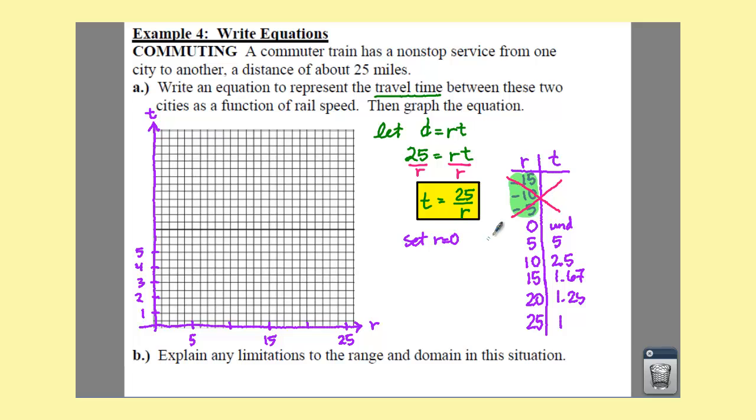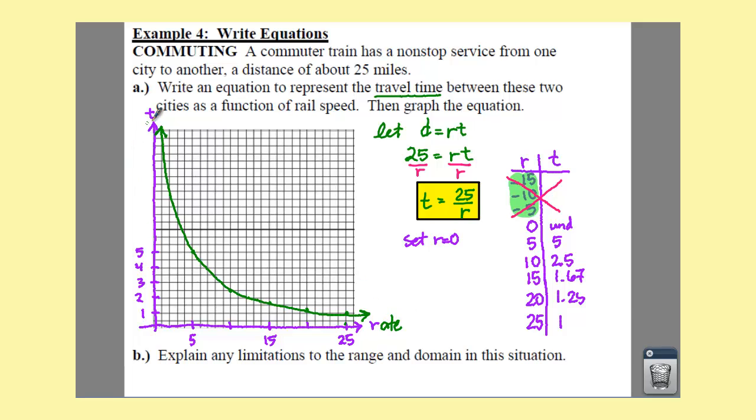So let's plot our points. We're going to say 0, well, you can't have anything here. You can go over 5, up 5, so you have a point right here. We have over 10, up 2.5, so a little bit lower. Over 15, up 1.67, so that would be right around in here. Over 20, up 1.25, so that'd be right about here. And then over 25, up 1. Notice your graph never touches 0 in either direction. And so as it goes to the left, it goes up like so.